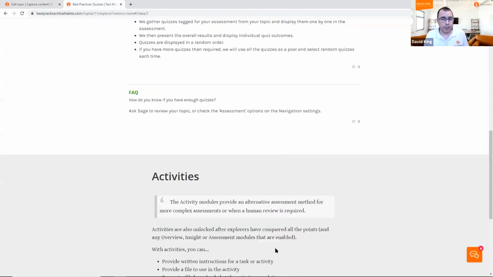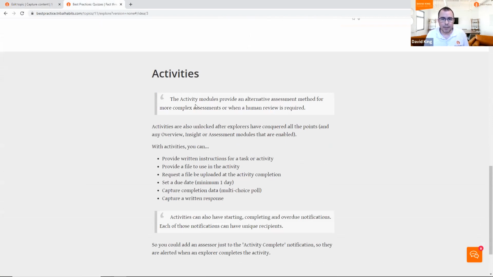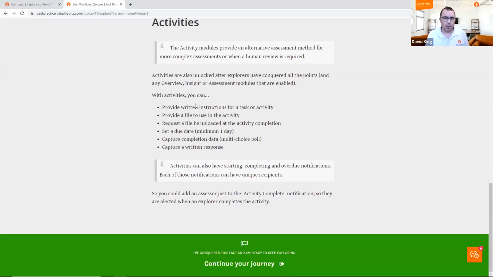The other thing you can do is use activities. So activities are a dedicated interaction in Tribal Habits. They come after any assessment, and they essentially are a task you want someone to complete. So the way activities work is, once again, you enable them and you say, here are the instructions of what I want you to do. And that could be take a video of yourself doing something, or complete this case study, have a meeting with someone, go role play, whatever it is you want them to do as the assessment.